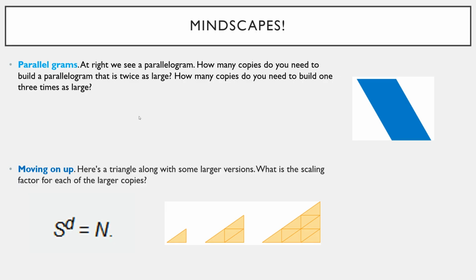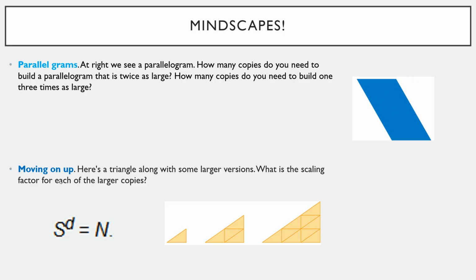Well, we're going to use the same formula that I have done here. We're looking for the number of copies, n. So it's the scaling factor to the dimension. To build one that is twice as large, I want to scale it by 2. And what is the dimension here? This is a two-dimensional object. So it would be 2 to the second power, and we would need 4 parallelograms. How many copies do you need to build one 3 times as large? I want to scale it by 3. The dimension is 2. 3 squared, I would need 9 parallelograms.